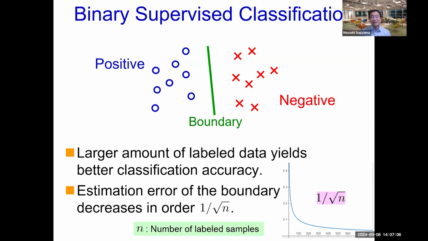We can somehow justify the use of big data by this standard theoretical analysis. But as I said, increasing n, the number of labeled samples, is sometimes very expensive, or sometimes even impossible. So that's the challenge here.